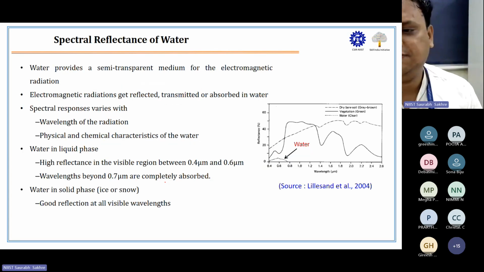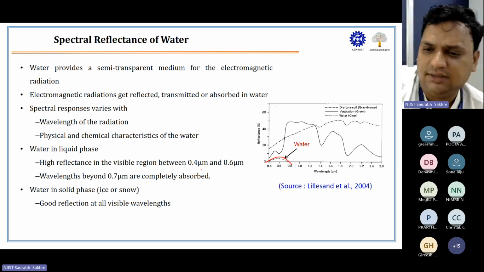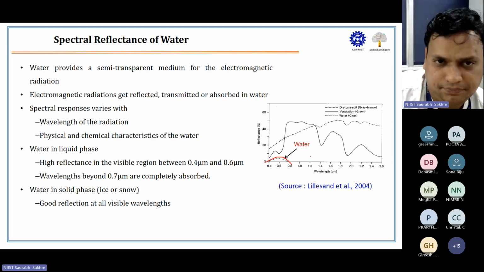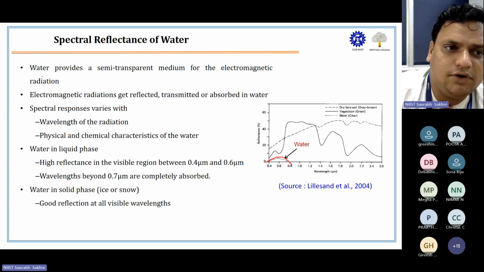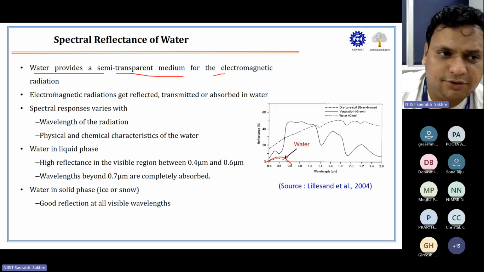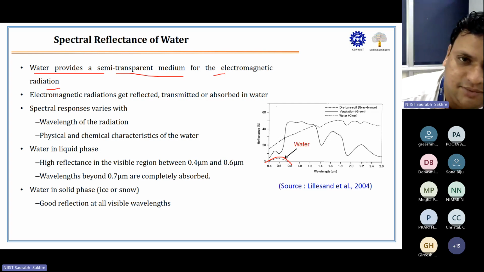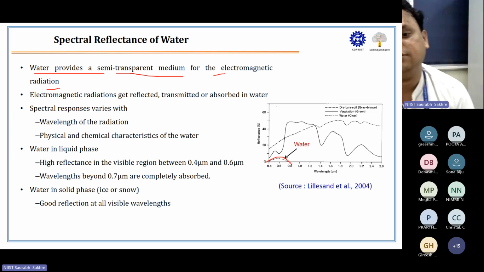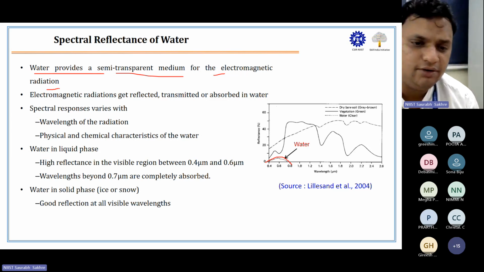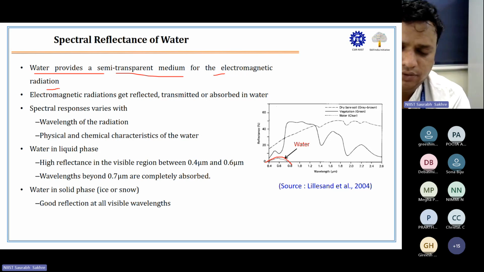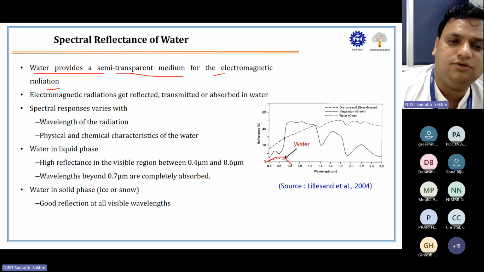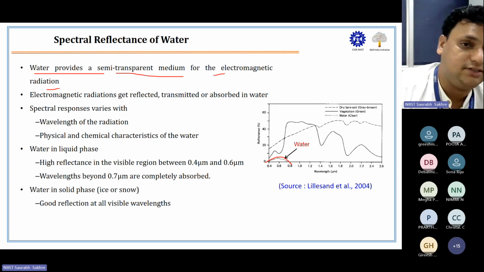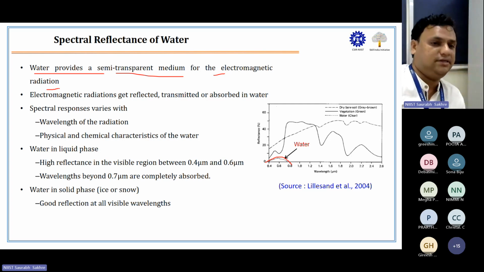Now we will see the spectral reflectance of water. Here you see that it is all stored between 0.4 to 0.8. We need to understand something about water. Water provides a semi-transparent medium for electromagnetic radiation. It is not fully transparent for EMR. You cannot see fully into the water even if you would like to, unless it is crystal clear. That's why we call it semi-transparent.